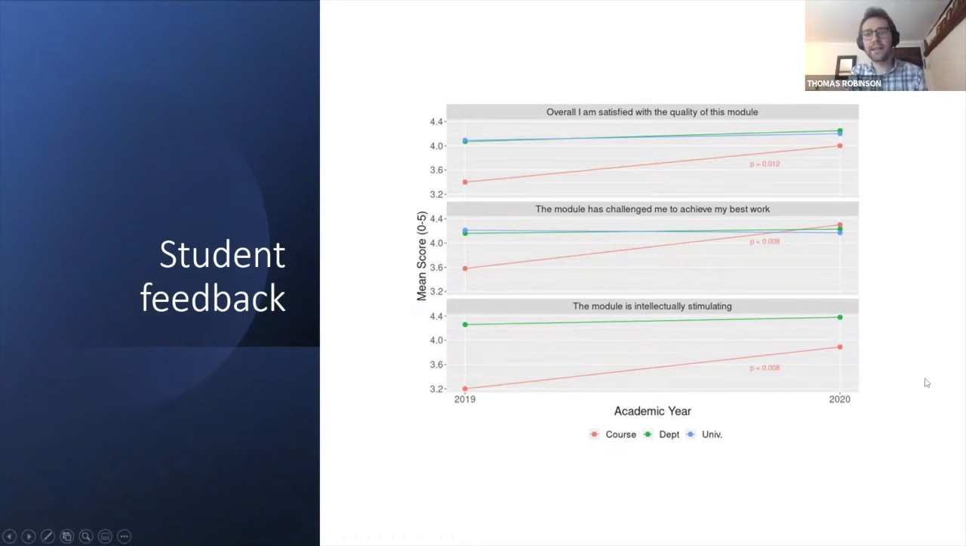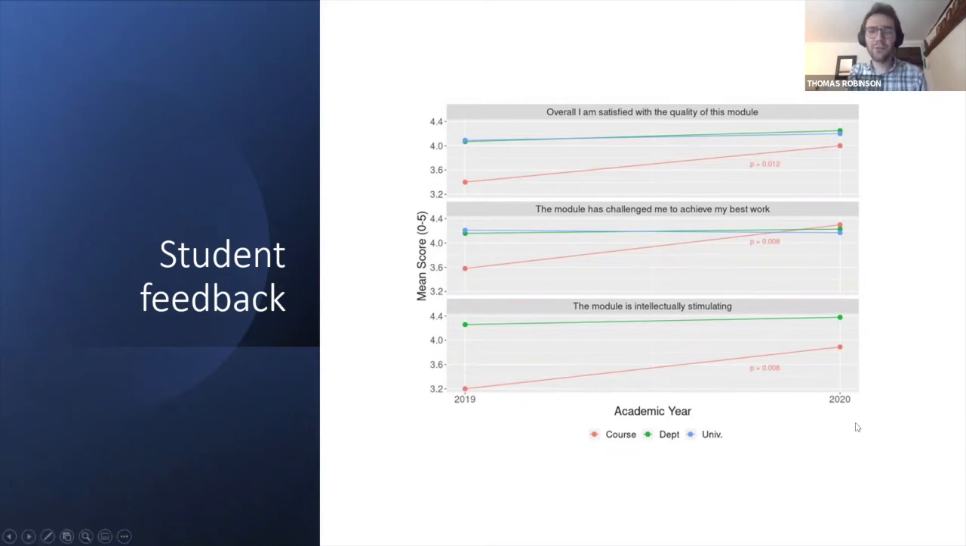And I've also included these two extra points here, which are the departmental means across all modules in the department and at the university level too. So, you know, despite the pandemic, everyone did really good, but we can see that there's actually some quite nice increases for our module specifically.